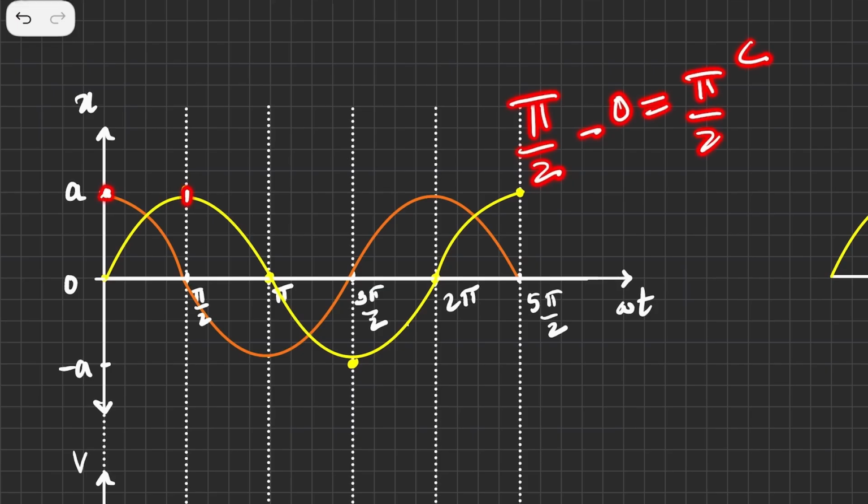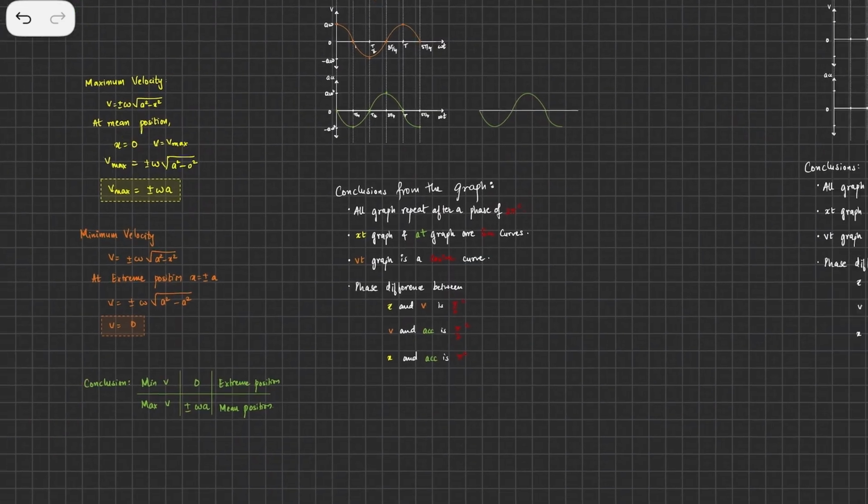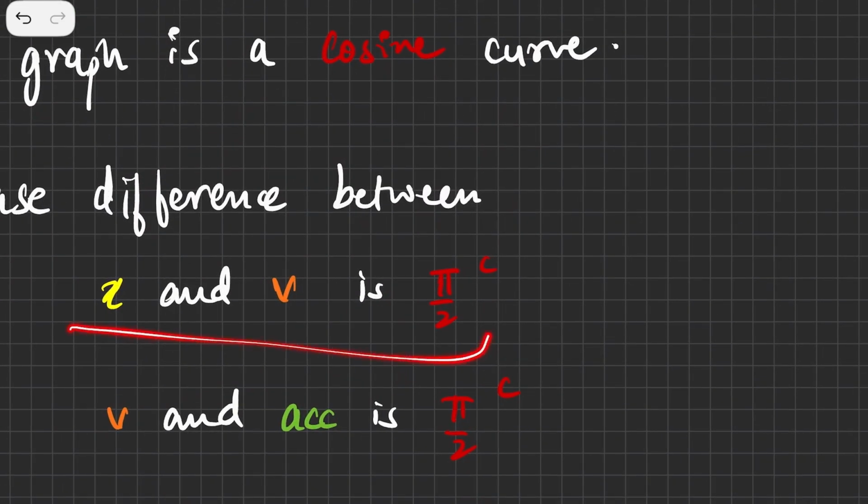So the phase difference between these two, that is the yellow graph and the orange graph, is pi by 2 radians. That means the phase difference between the displacement and velocity is pi by 2. That's what our next point is. Displacement and velocity, you have a phase difference of pi by 2 radians.